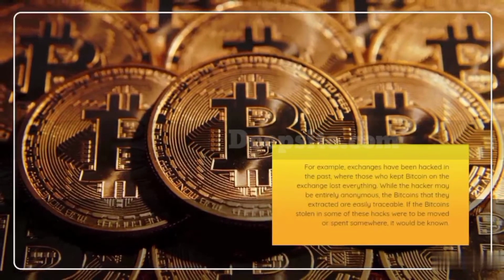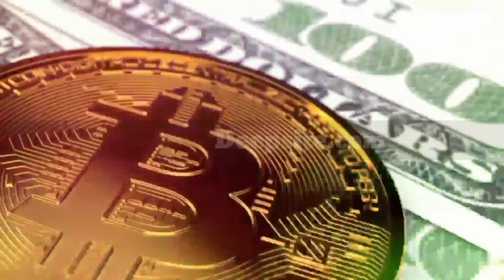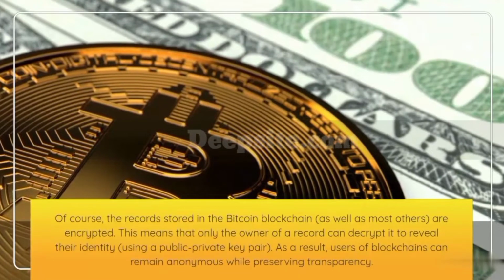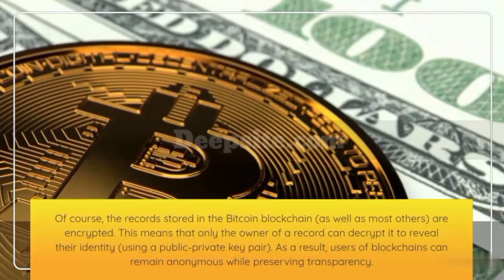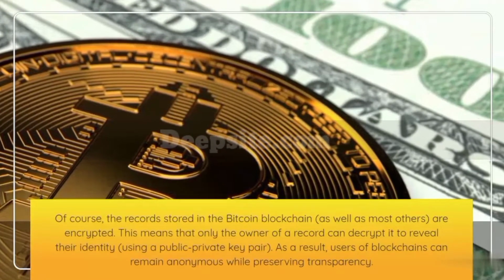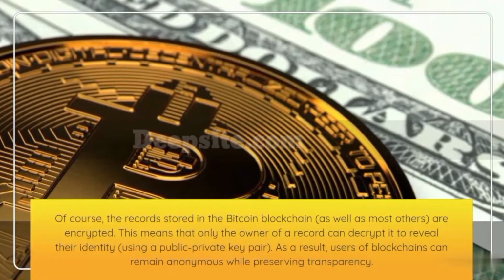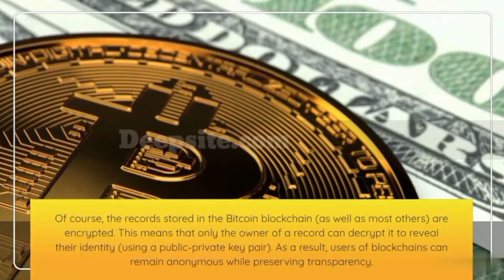Of course, the records stored in the Bitcoin blockchain, as well as most others, are encrypted. This means that only the owner of a record can decrypt it to reveal their identity using a public-private key pair. As a result, users of blockchains can remain anonymous while preserving transparency.